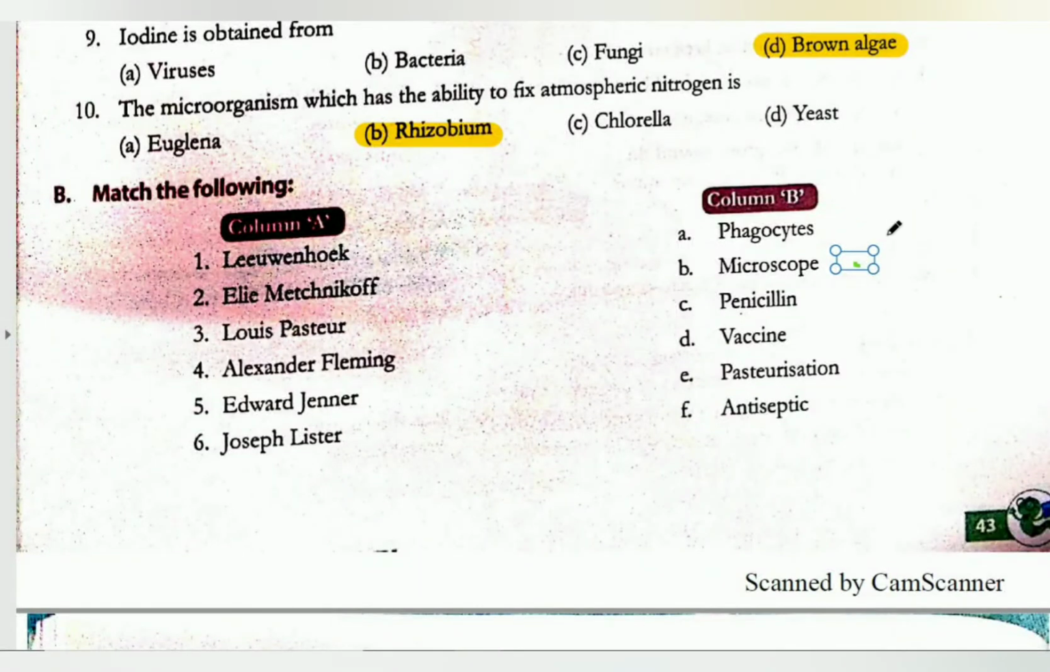Leeuwenhoek discovered the microscope. Ellie Metchnikoff is known for phagocytes. Louis Pasteur discovered the method of pasteurization. Alexander Fleming was the first who discovered penicillin. Edward Jenner is known for the vaccine. And Joseph Lister did his study on antiseptics. So this is matching.